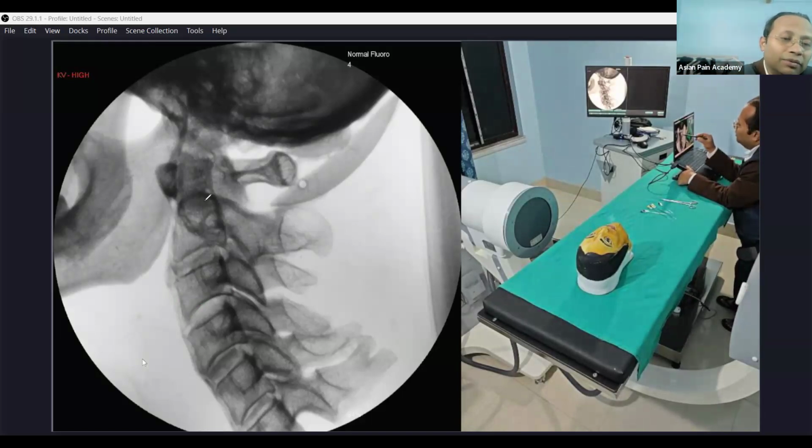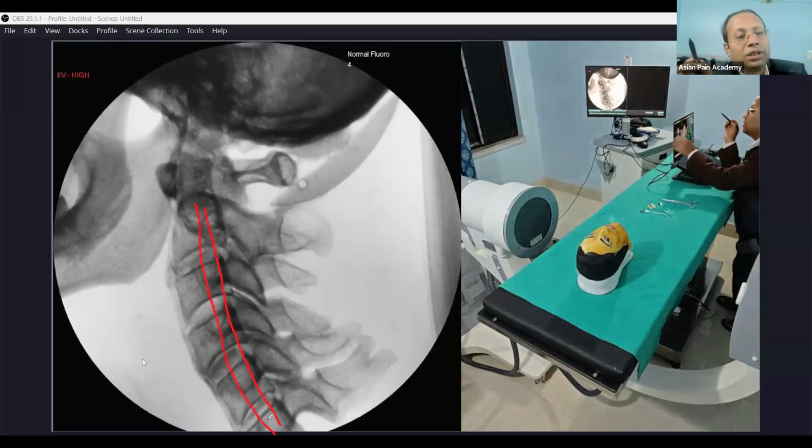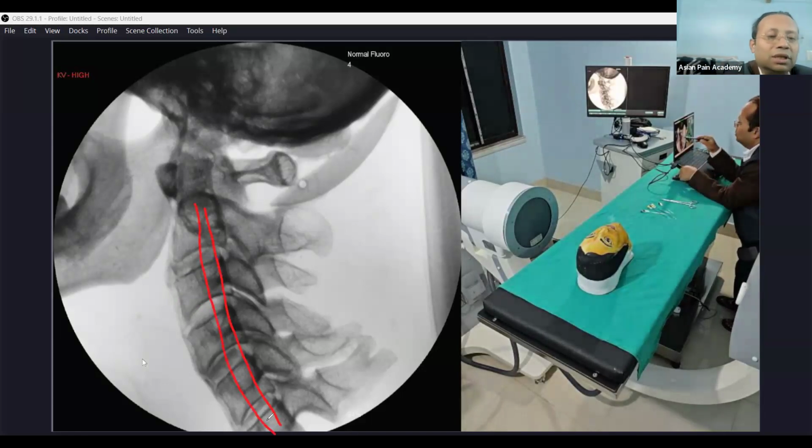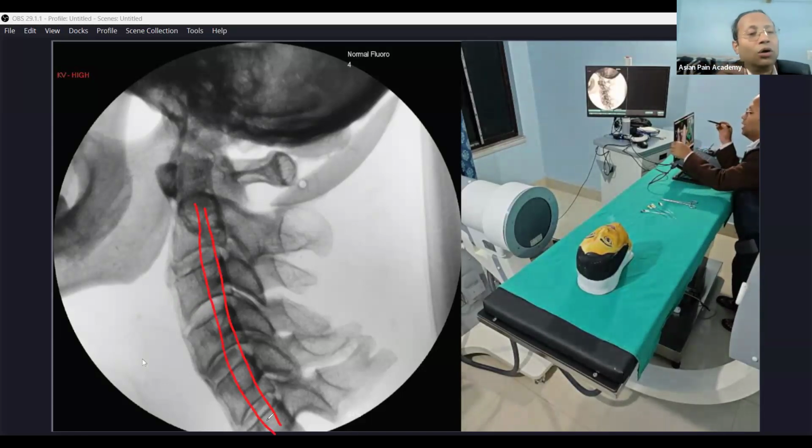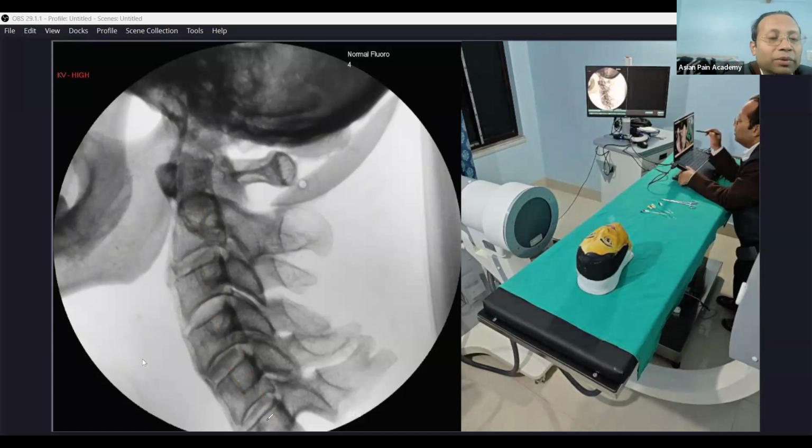Okay, so where is the vertebral artery? The vertebral artery goes like this through the transverse foramen. Okay, the transverse process and the intervertebral foramen, so this is the location. And where is the intervertebral foramen located?